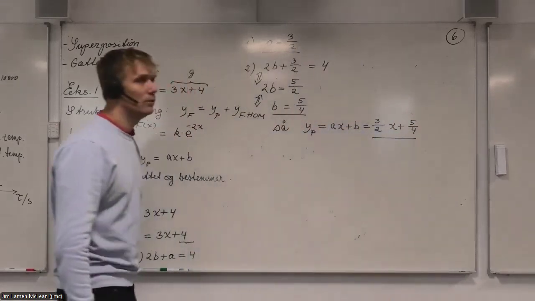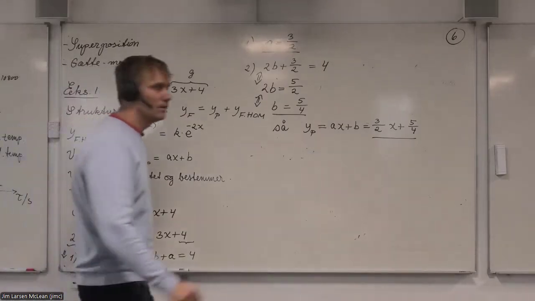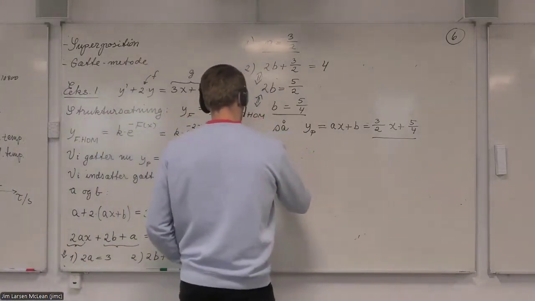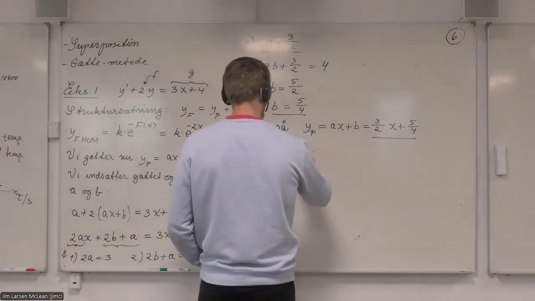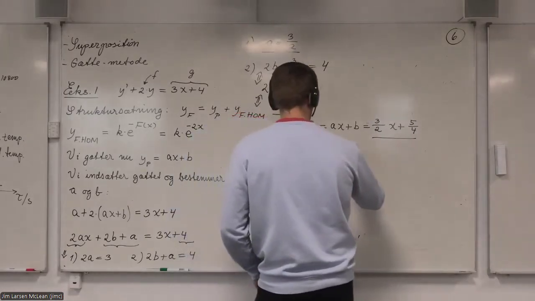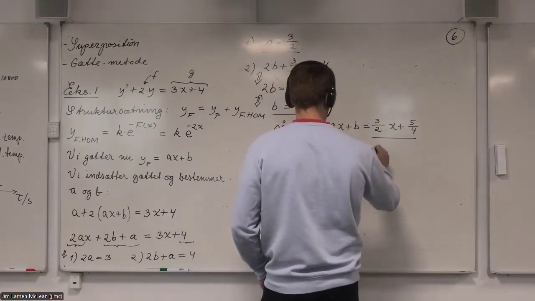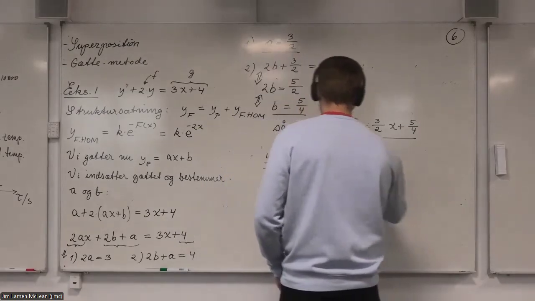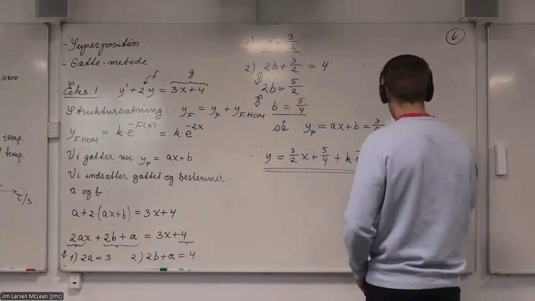Well, now I can write down the solution to the original differential equation. The complete solution is equal to 3/2 x plus 5/4 plus k times e to the minus 2x. That is the solution. And k can be any real number.